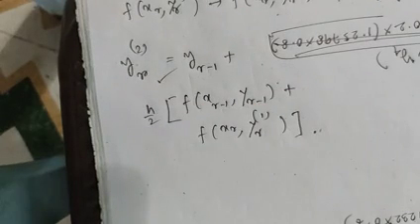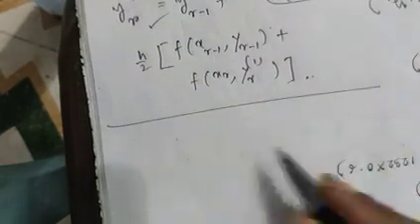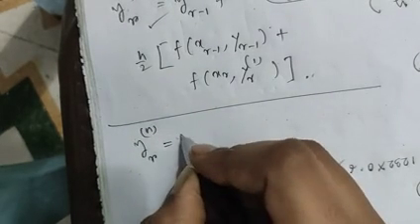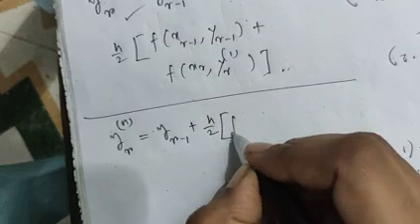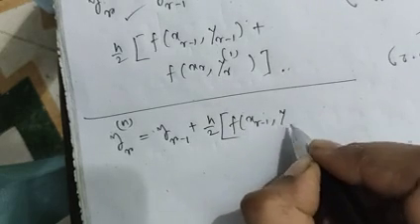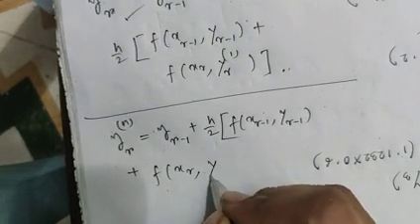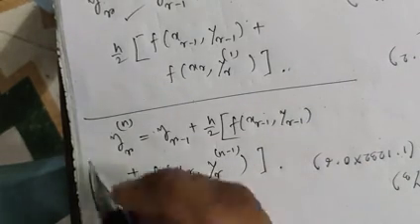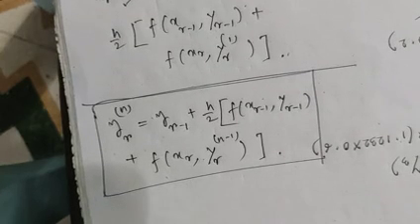Similarly, we can get fourth, fifth and so on. So if we want to write the formula in general by using n, what will we write? The formula will become y_r^(n), that is the nth approximation, equals y_(r-1) plus h/2 into [f(x_(r-1), y_(r-1)) plus f(x_r, y_r^(n-1))]. This is the required formula for modified Euler's method.